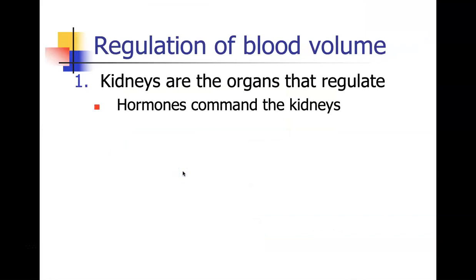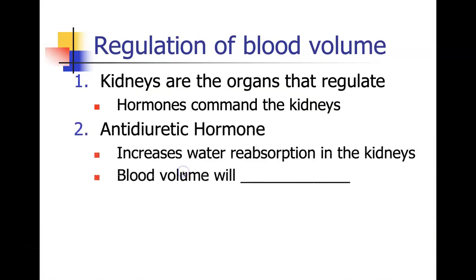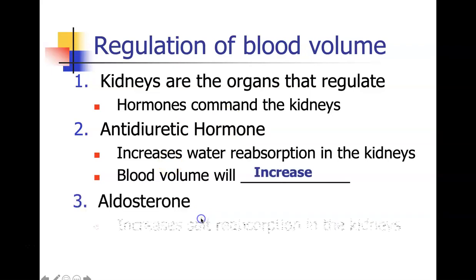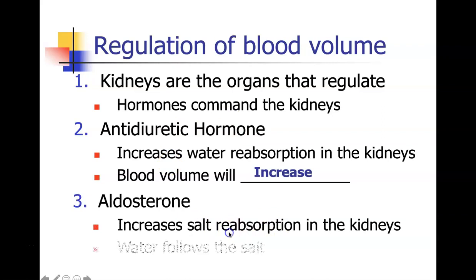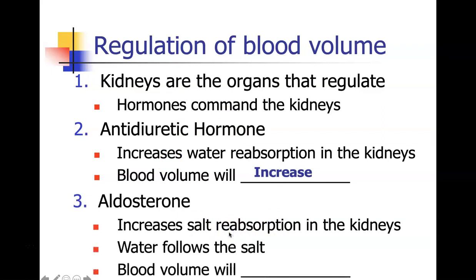So the kidneys here are the main place where we're regulating blood volume, and regulating blood volume is a direct way to regulate blood pressure. So hormones command the kidneys. Now let's think about this. Antidiuretic hormone, that hormone from the posterior pituitary, increases water reabsorption in the kidneys, so blood volume increases. Aldosterone increases salt reabsorption in the kidneys. Water follows the salt, so blood volume will increase. So these hormones together help you increase blood pressure by separately controlling water reabsorption and salt reabsorption.